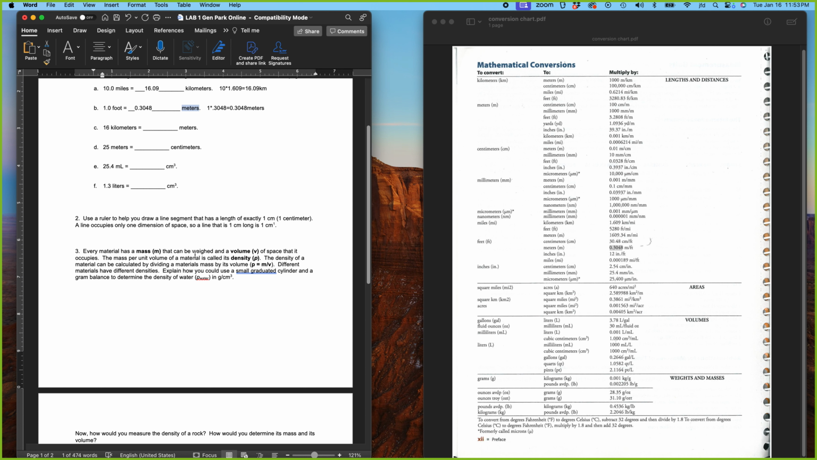Down here for question 3, every material has mass, and that mass can be weighed, right? And then every material has a volume of space that it occupies. And so when we take our mass and we divide it by our volume, we get our density. So density is equal to mass divided by volume. Different materials have different densities, all right? Explain then how you could use a small graduated cylinder and a gram balance to determine the density of water, okay? What is a graduated cylinder, do you know?